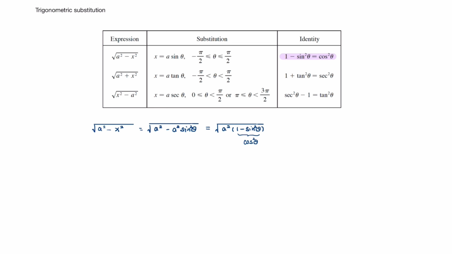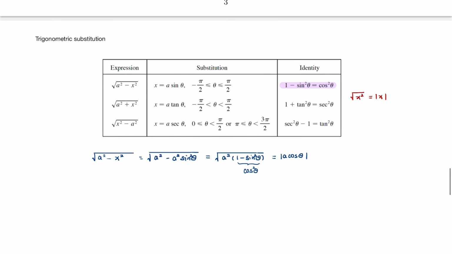Then instead of two terms minus each other, we would have one term, and with the square root and square, we would have the absolute value of a cosine theta. And here comes the reason why we need this restriction. Recall that the square root of x squared equals the absolute value of x, which means here we would have an absolute value, but of course we want to get rid of this absolute value.